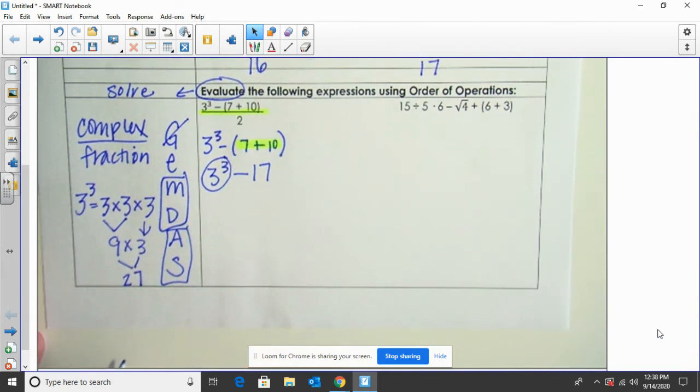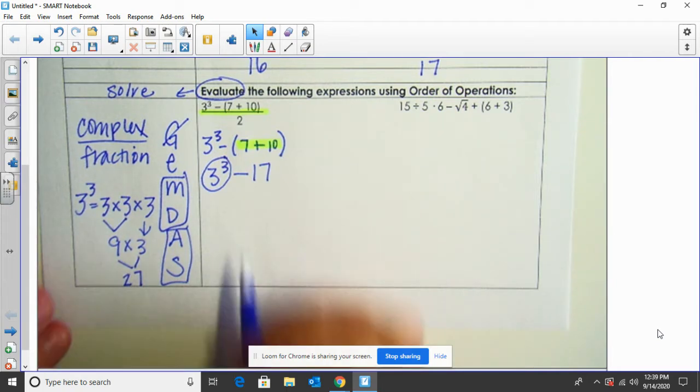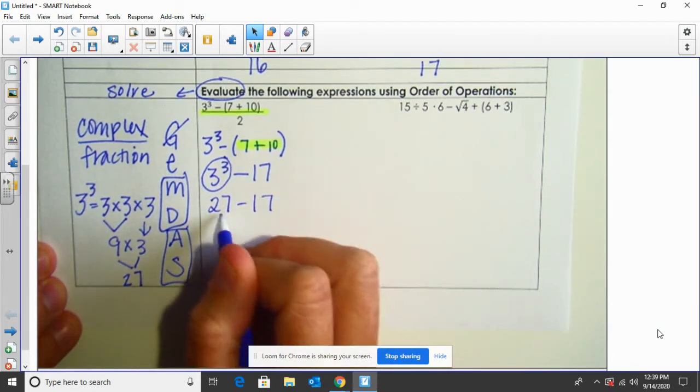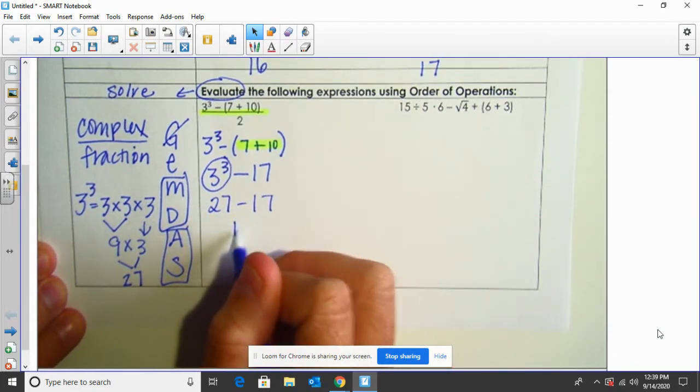Of course, your calculator will do this for you, and you are allowed to use your calculator. If you want help finding out how to do that in your calculator, you can certainly ask me in class, and I will show you the trick. So 3 to the third power is 27, and I bring down the rest of my problem. 27 minus 17 is 10.